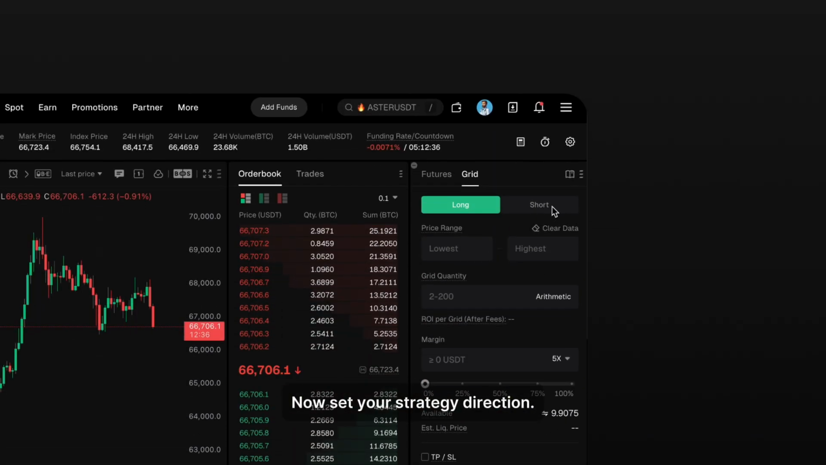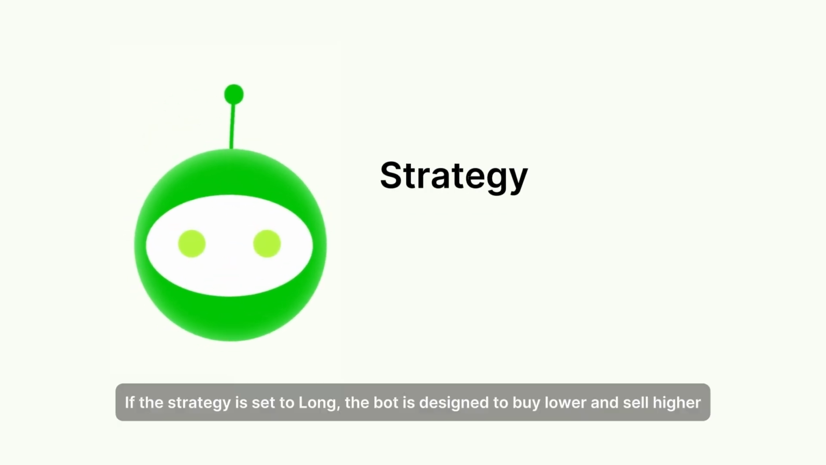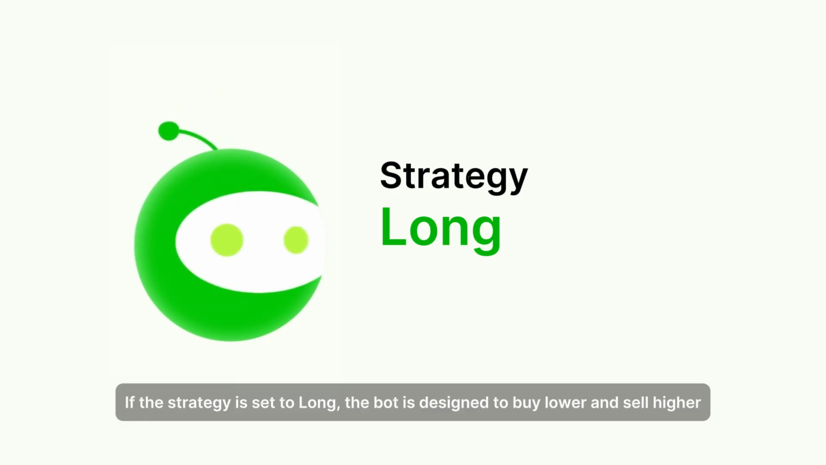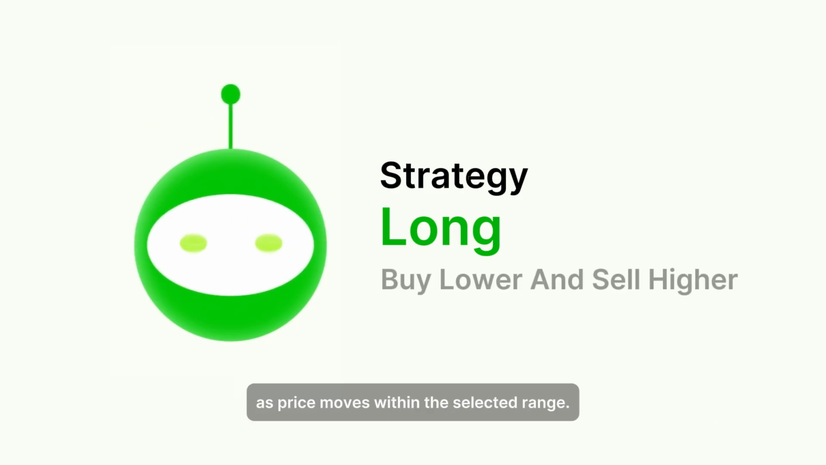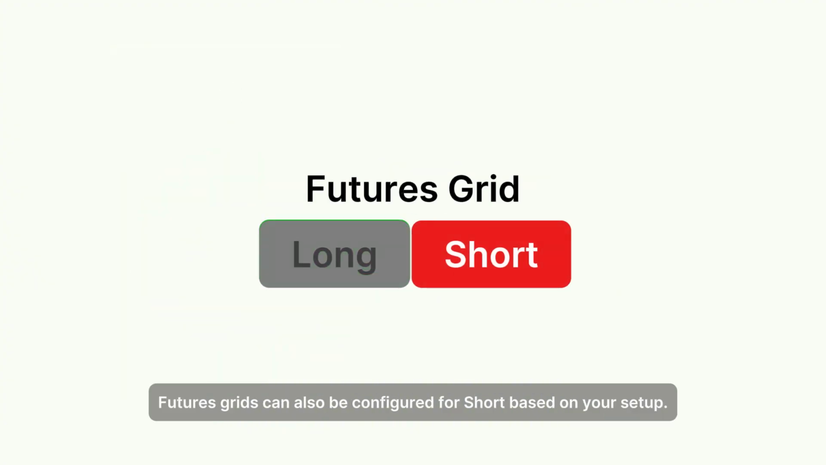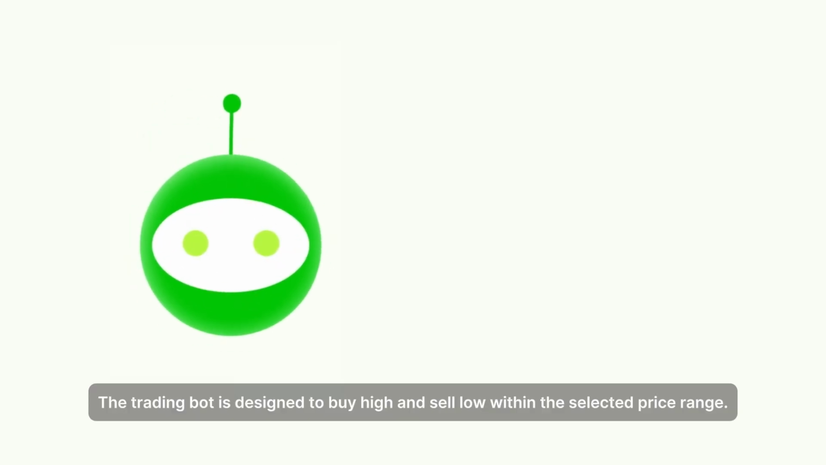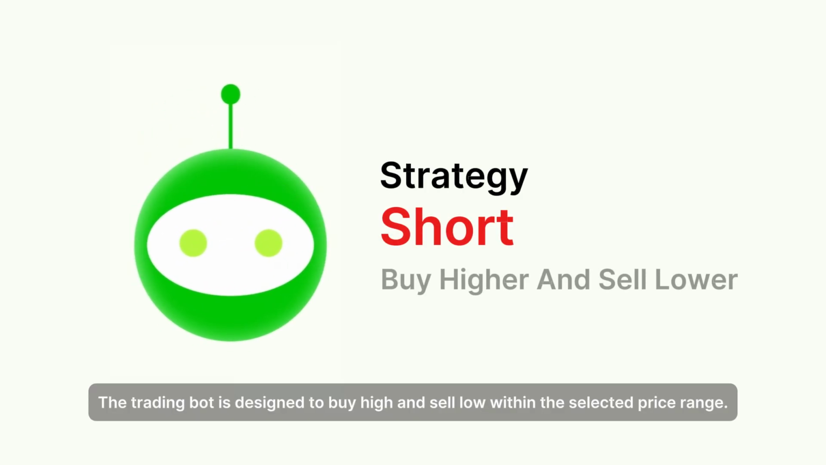Now set your strategy direction. You can choose either long or short depending on your market view. If the strategy is set to long, the bot is designed to buy lower and sell higher as price moves within the selected range. Futures grids can also be configured for short based on your setup. The trading bot is designed to buy high and sell low within the selected price range.